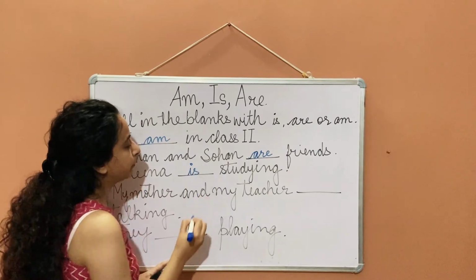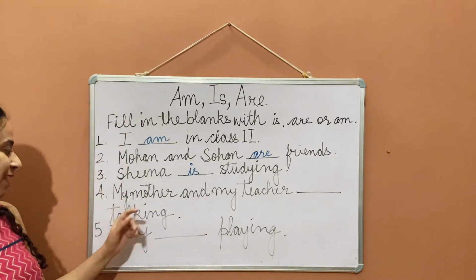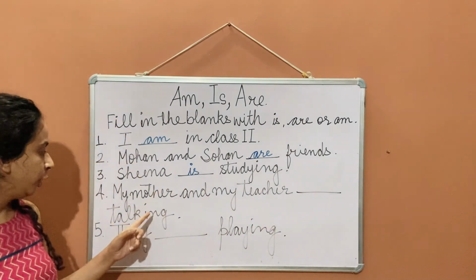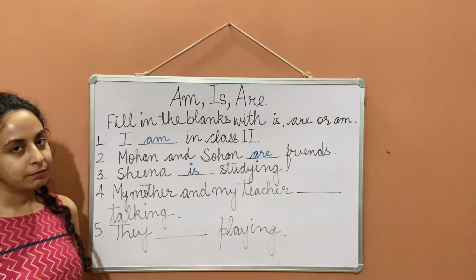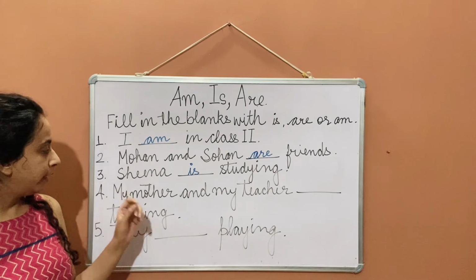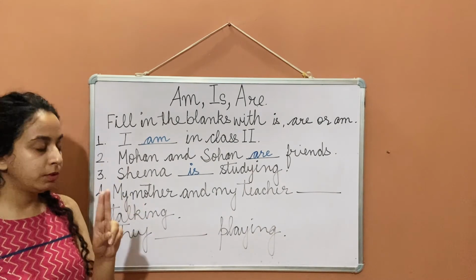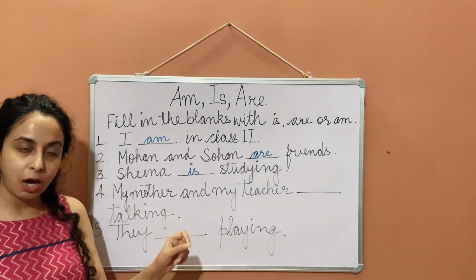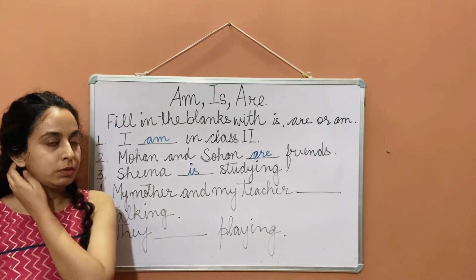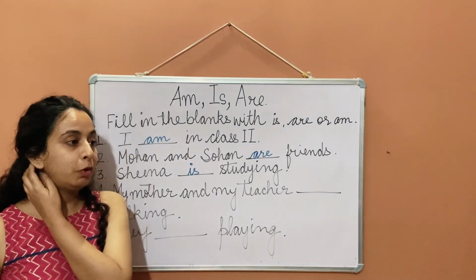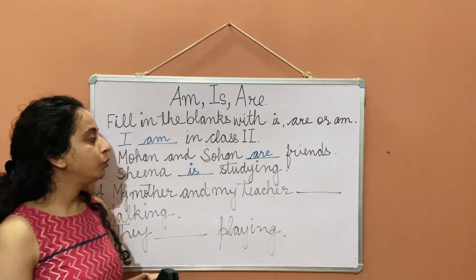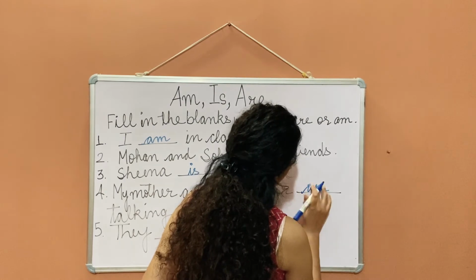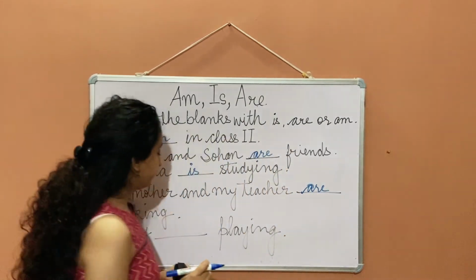Now here, my mother and my teacher blank talking. Two nouns. Here we have used two nouns. My mother is first and my teacher will be the second noun. These are two nouns. Two people, when we are talking about more than one, we use are. My mother and my teacher are talking.